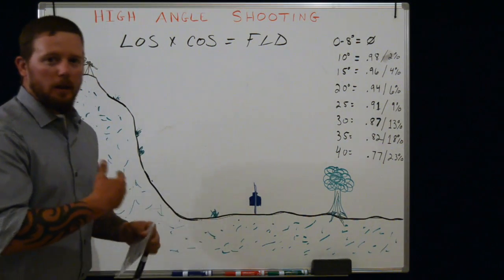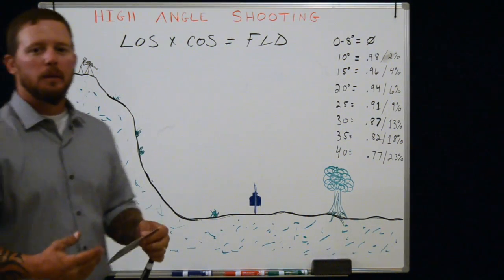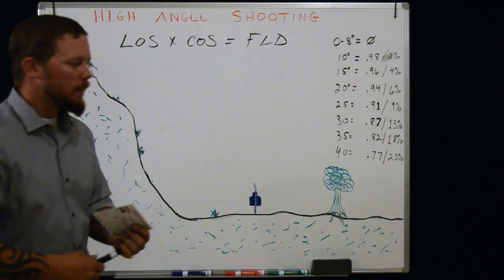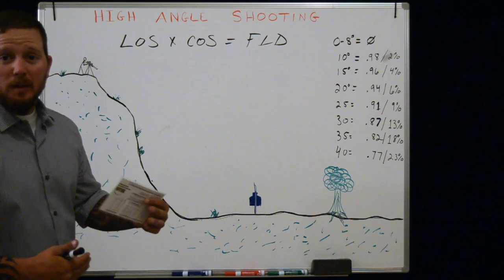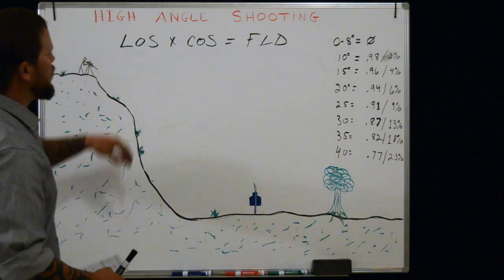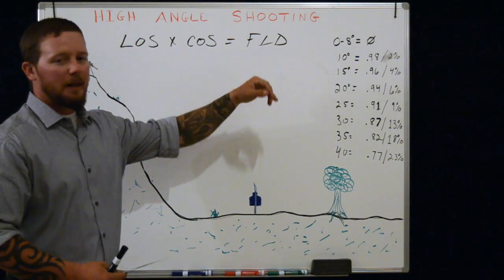So today we're going to talk about high angle shooting. There's a specific formula and some information that you need so that you can be successful when engaging targets from an elevated position. Okay? The formula is fairly simple, and you only need a little bit of information to make this work. The formula is line of sight times your cosine equals your flat line distance.